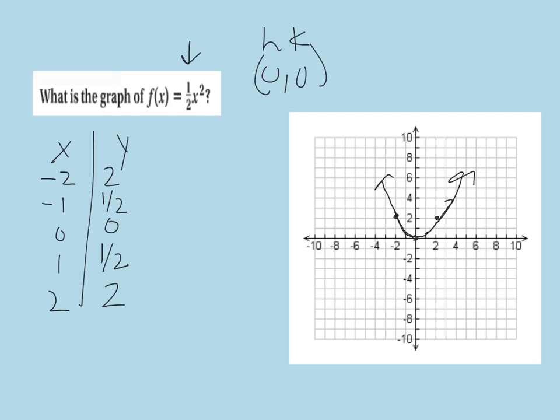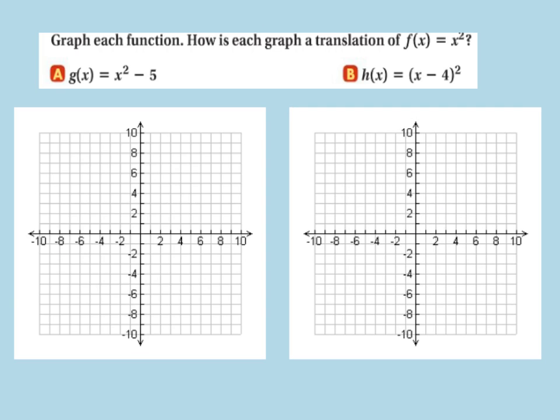Your HK is still 0, 0. It doesn't move left or right. So it's basically just a compression. It's getting wider. Attempt to graph these two functions, again noting the transformation or the translation from the parent function. So these are what your two graphs should look like.